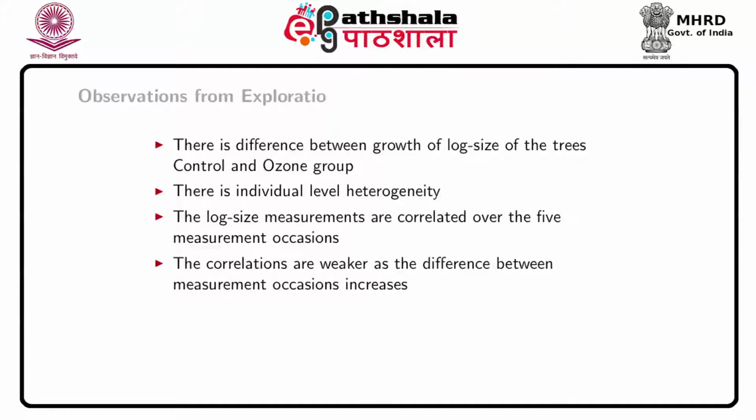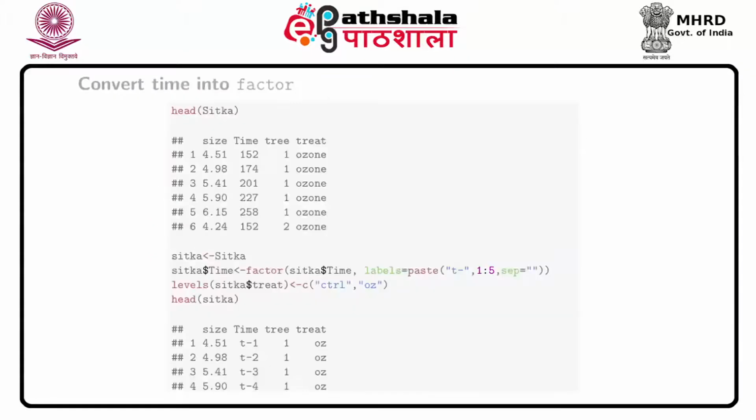So to do the analysis, we start with importing the data. Now we have already called the library MASS. If we write head(Sitka), it gives me the data: the first 6 rows with size as the log size, time, that's time in days, tree and ozone.